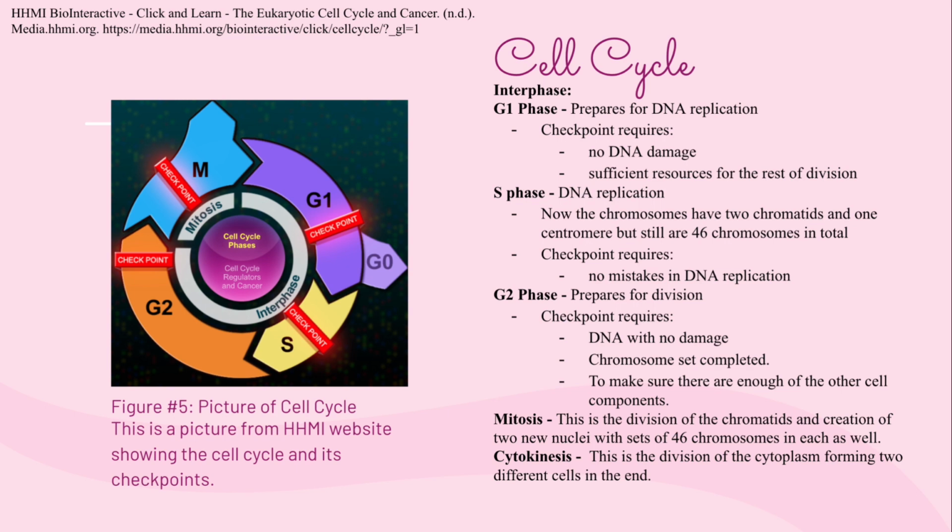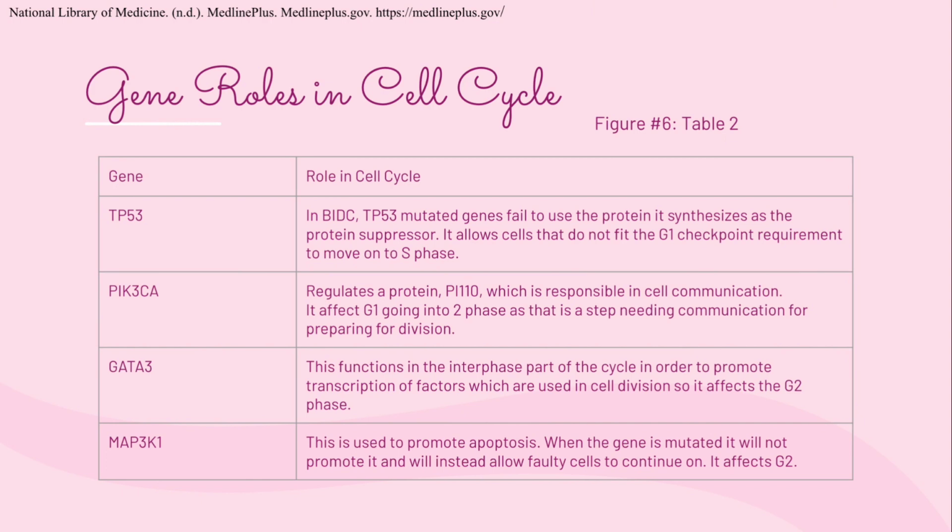Cytokinesis is the division of the cytoplasm, forming 2 different cells in the end, and it's going to split the cytoplasm right in the middle to create these 2 cells that are now entirely different cells. So what do the genes do in the cell cycle? I showed you the cell cycle, but the genes really play an important role in these cell cycles, which allows for the development of cancer when these are mutated.